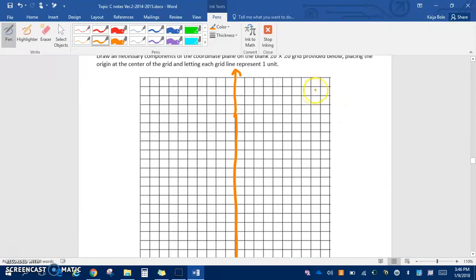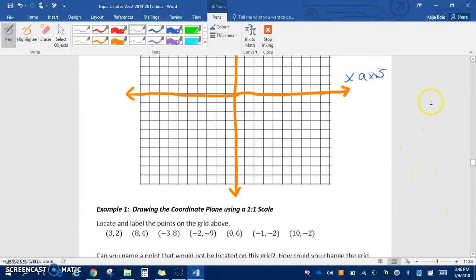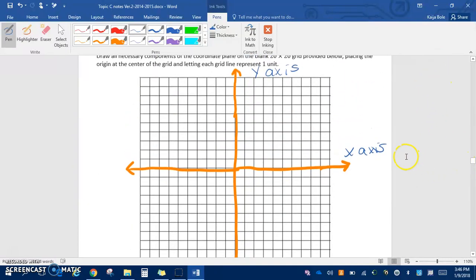And on the sides we're going to have to count 10 as well. 1, 2, 3, 4, 5, 6, 7, 8, 9, 10. And this is going to be our x-axis. Alright, so go ahead and label. This is the x-axis and the y-axis. And then it says each grid line is going to represent one unit. So we're going to use the example one at the bottom to locate and label these points on the grid above.